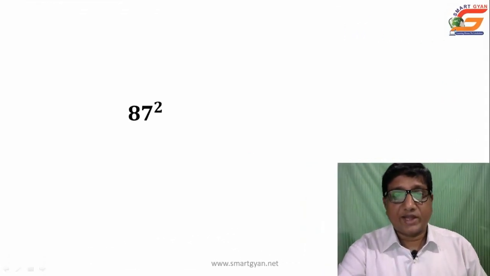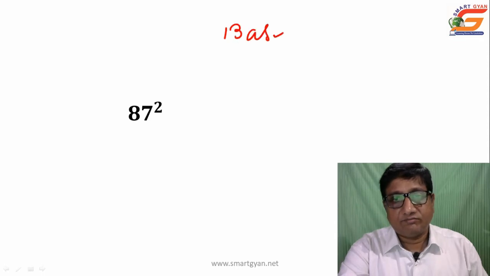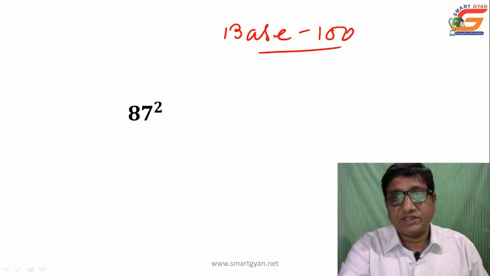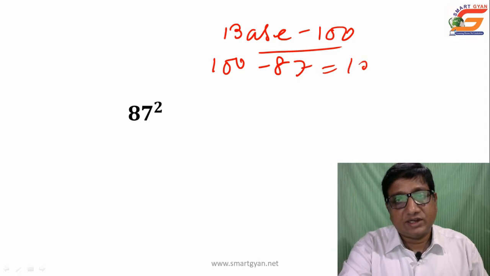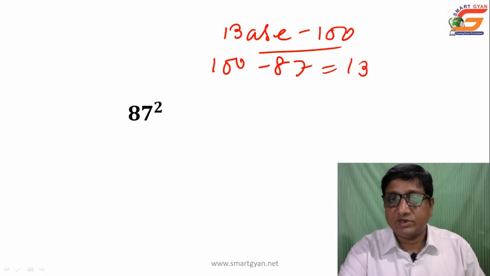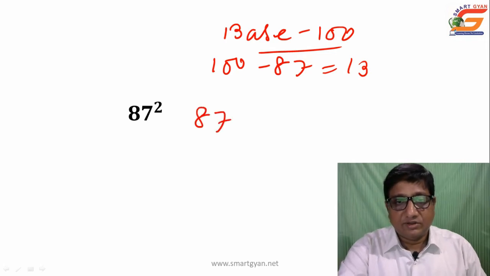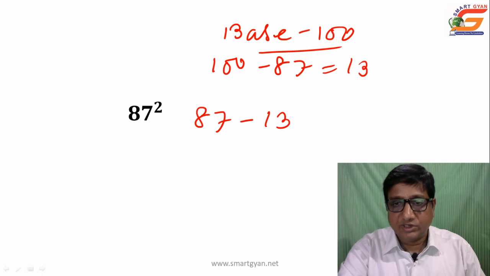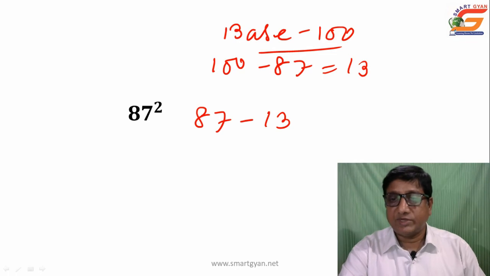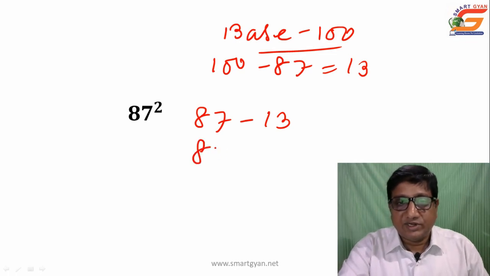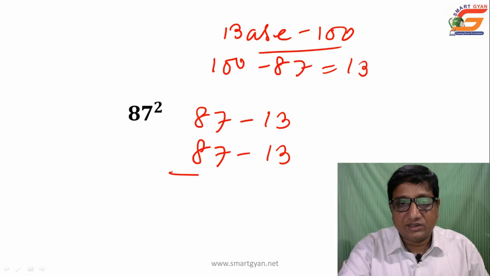87 square. Here, as I have told you, the base is 100. So you have to say, 87 is how much less than 100? That is 100 minus 87, that is 13. I hope you can do this also mentally, but I am writing here for your understanding. That is 87 minus 13. Initially during the time of learning you will write and learn it. Once you learn the trick, then you can do it mentally. Then once again repeat the same, 87 and 13.